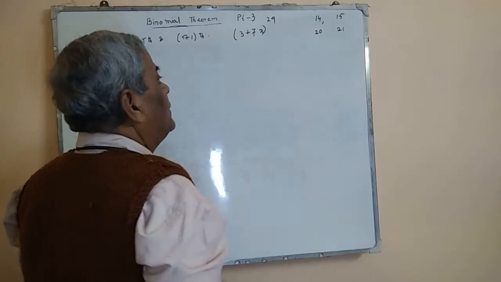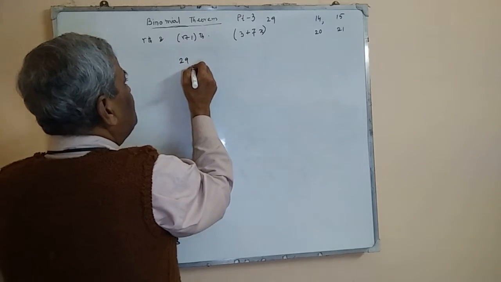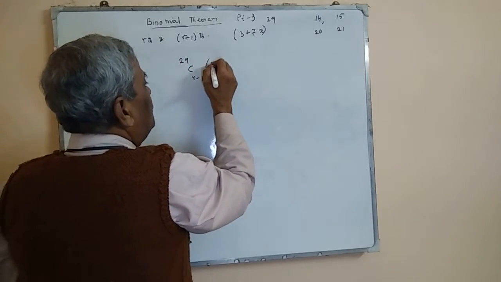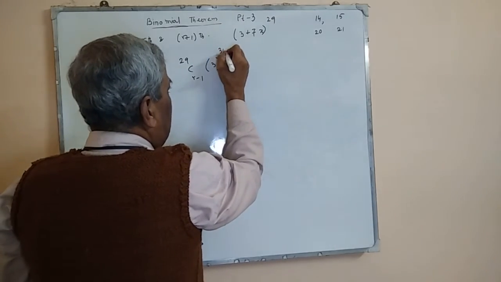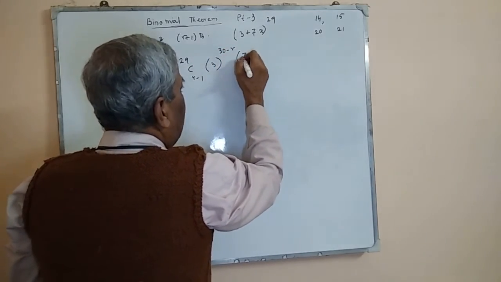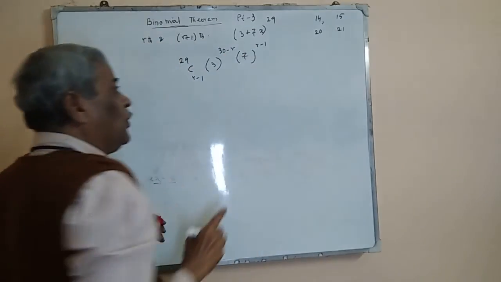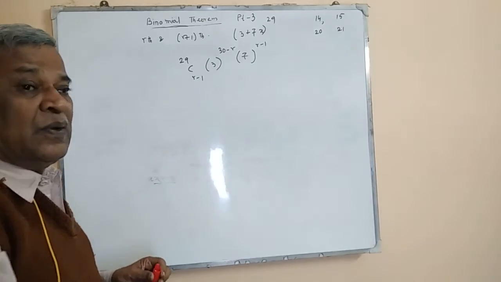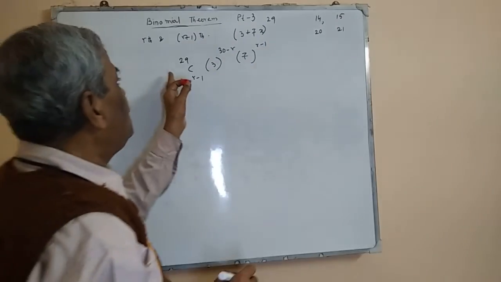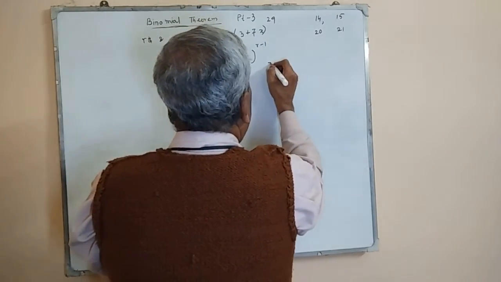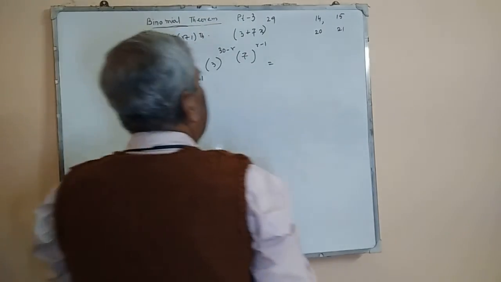they are equal. So we get the rth coefficient is 29 C r minus 1, 3 to the power 29 minus (r minus 1), that is 30 minus r, into 7x to the power r minus 1. But because we are interested in the coefficient, I put x equal to 1. So this is our rth coefficient, and the r plus 1th coefficient I also calculate here, and they are equal.